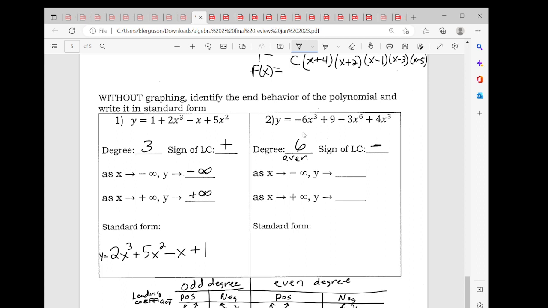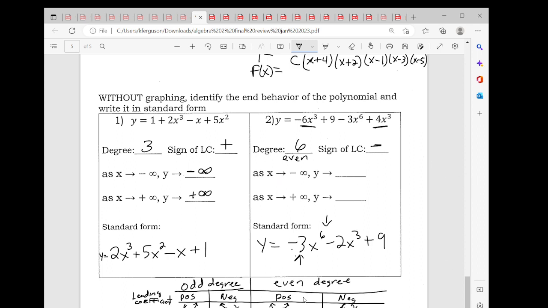So I could rewrite this in standard form first, so then it's easier to see. So that's -3x to the 6. And then here, those two terms are the same, so I can put them together. So let's see, that's -2x cubed, excuse me, plus 9. So my leading coefficient is negative, and then my degree is 6.